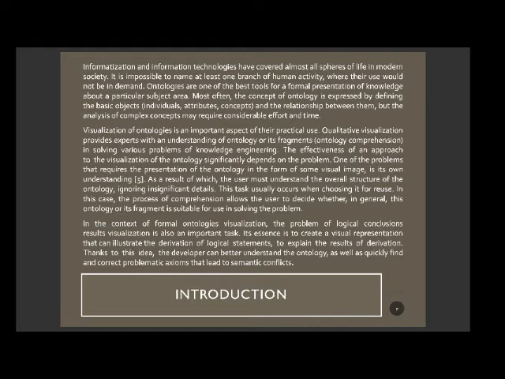In the context of formal ontologies visualization, the problem of logical conclusions result visualization is also an important task. Its essence is to create a visual representation that can illustrate the derivation of logical statements to explain the result of derivation. Thanks to this idea, the developer can better understand the ontology as well as quickly find and correct problematic axioms that lead to semantic conflicts.